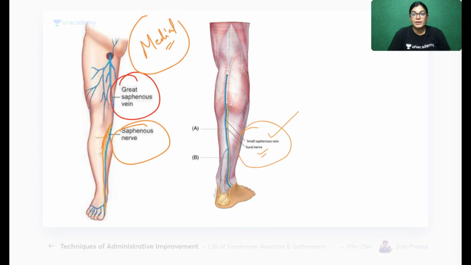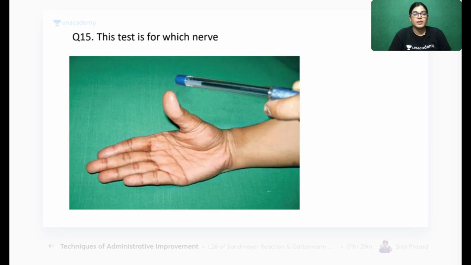from the tibial and common peroneal nerve. So sural nerve is running close to short saphenous vein, and great saphenous vein is running close to saphenous nerve. Now, moving on to the next one, another question which was asked: an image was given and you have to identify the test being performed.